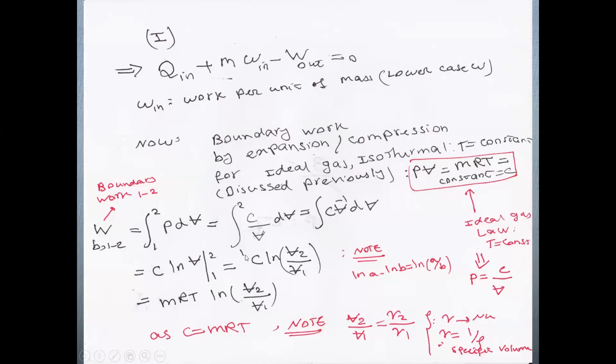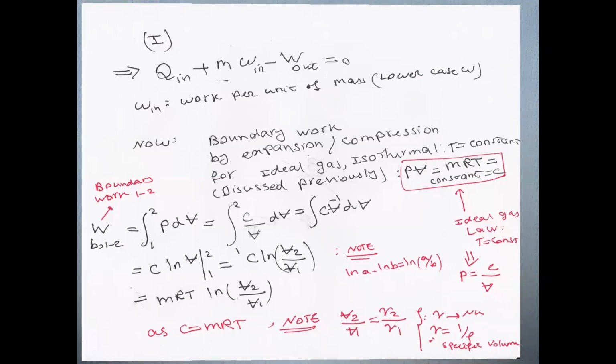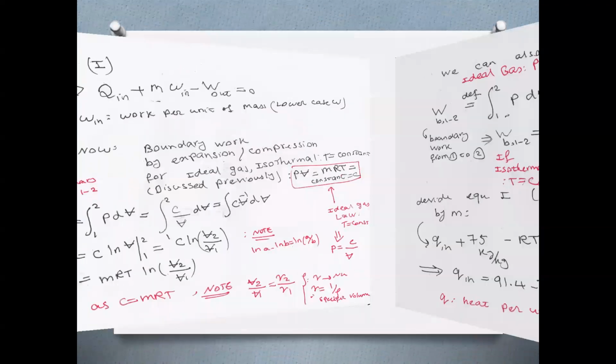So now we are going to write it in terms of MRT. So it's MRT here, and it's ln of V2 over V1. V2 is 3 times V1, so it's ln of 3. So it's MRT ln of 3. All right, so MRT ln of V2 over V1. We are going to work parametrically, and at the end, we are going to substitute and plug in.